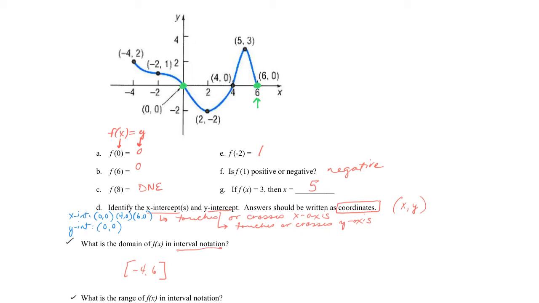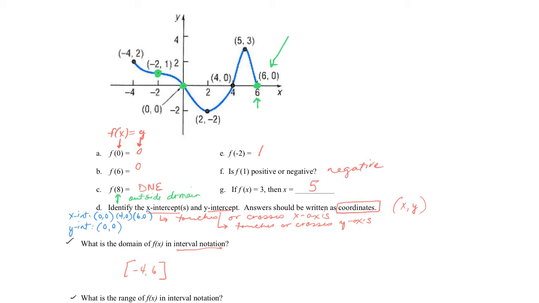f of 8, now f of 8 does not exist because that means when x is equal to 8, what's the y value? Well, I can see the graph ends when x is equal to 6. So f of 8, DNE stands for does not exist. 8 is outside the domain, which means there is no y value associated with it. The graph does not exist at that point. For f of -2, I have 1, and so that's the point here. When x is -2, y is equal to 1.